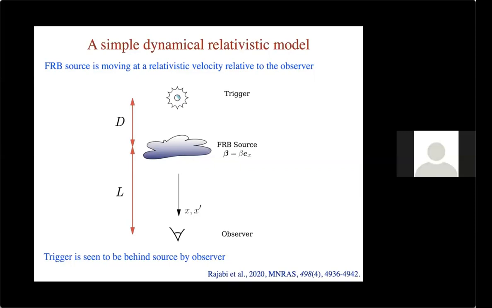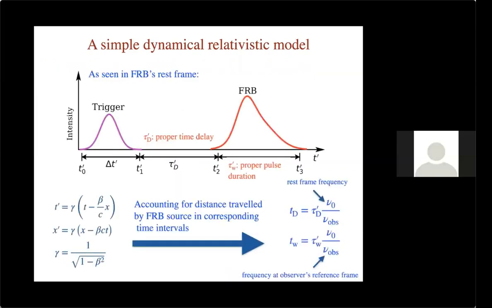So we have this relativistic velocity. That means that we're going to have a rest frame for the FRB, and we are going to have the observer's reference frame. At the FRB's rest frame, after the trigger arrives, after some proper delay time, the FRB signal follows and is triggered by the trigger source. The time interval that it takes for the FRB signal to emerge after the arrival of the trigger, we call the proper delay time. And the duration of the FRB signal is the proper pulse duration.